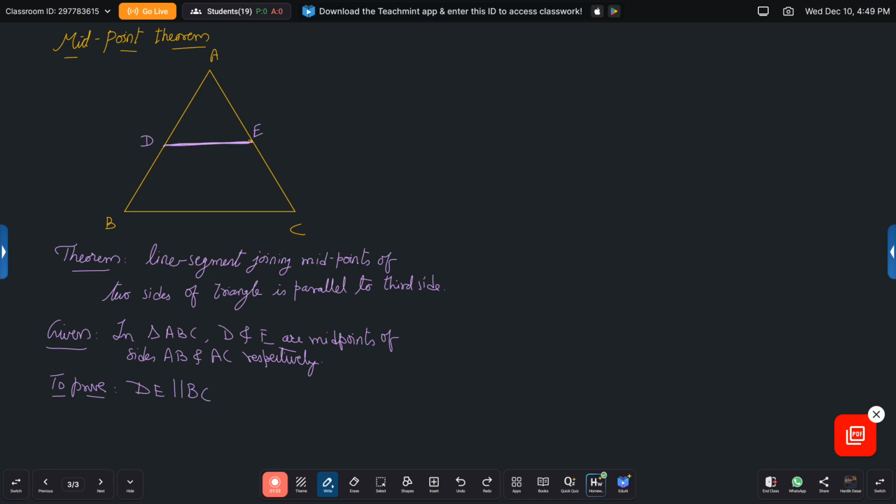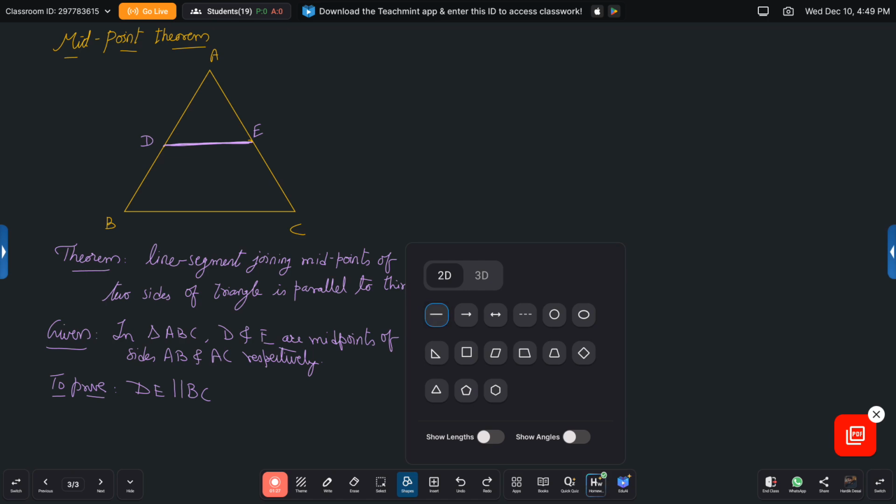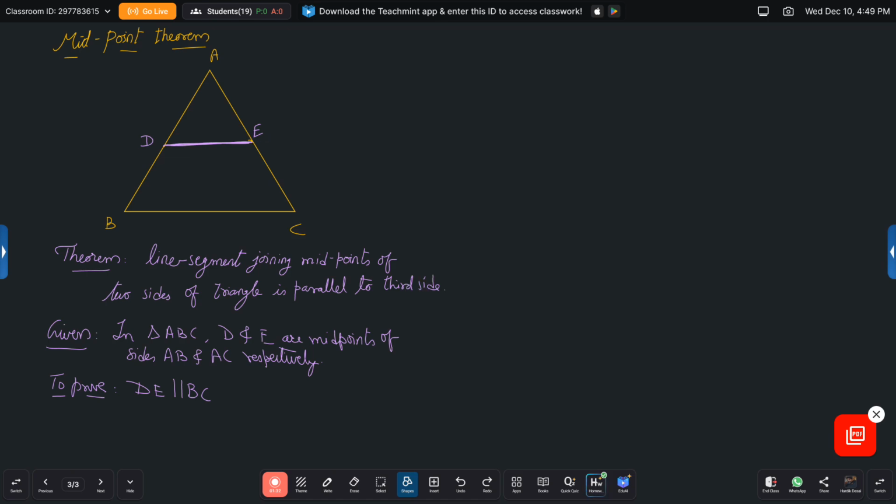Now what you have to do over here is construct, or let us extend, this DE to F such that DE is equal to EF. We will extend DE to F such that DE is equal to EF. Now join this C to F.